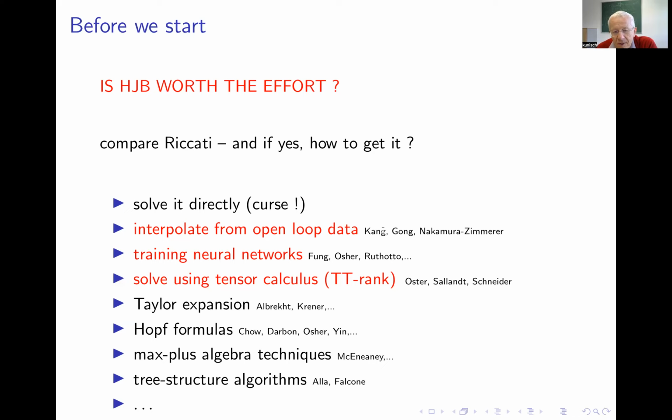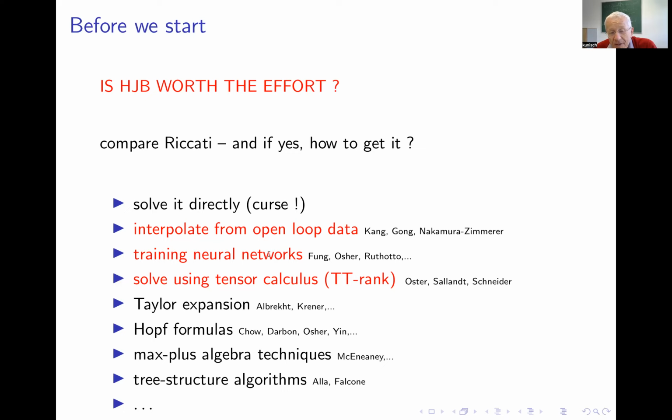Then interpolation from open loop data. People have contributed to it. I am going to show our way of attack based on interpolation. Training neural networks: we have a way and other people have a way. I'm going to talk on our approach to it. The main thing in these two topics is that we know about the HJB equation to get the feedback operator, but we are trying to avoid solving it directly. We want to use alternatives to get the feedback operator.